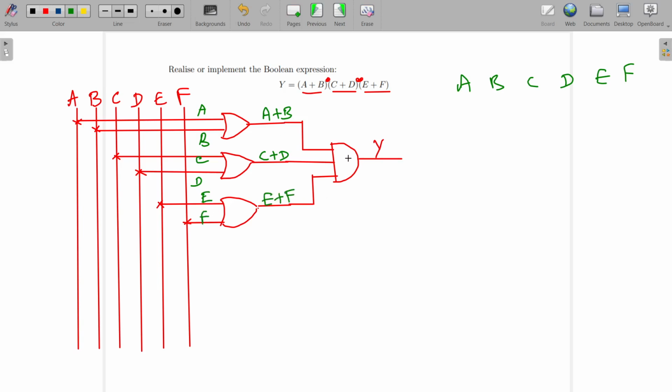Here you have this AND gate. This is your AND gate. These are all the OR gates, right? So on the output side, you get the answer as A plus B ANDed with this C plus D, then ANDed with this E plus F. Though you are not given any dot explicitly, it indicates you have the dot product. Okay, thank you.